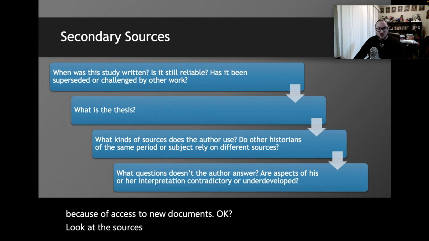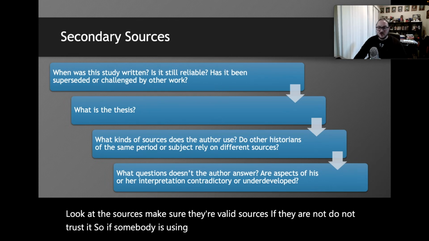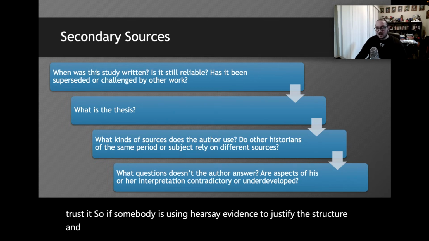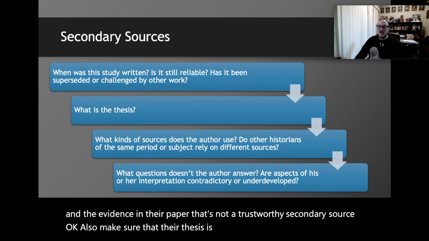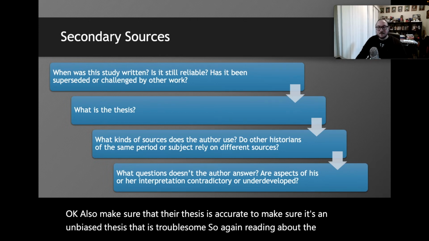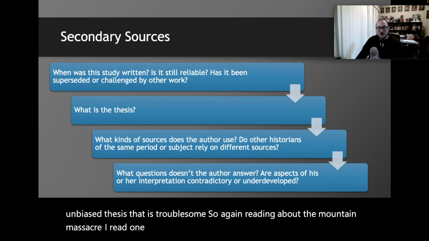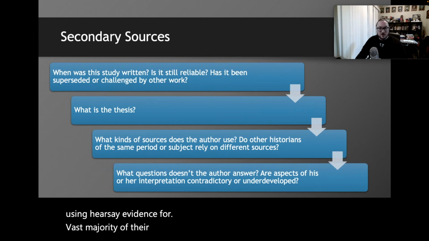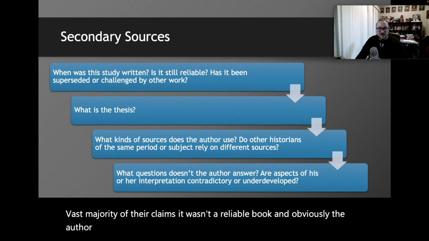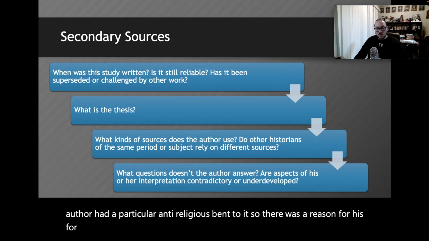Look at the sources. Make sure they're valid sources. If they are not, do not trust it. So if somebody is using hearsay evidence to justify the structure and the evidence in their paper, that's not a trustworthy secondary source, okay? Also, make sure that their thesis is accurate too. Make sure it's an unbiased thesis. That is troublesome. So again, reading about the Mountain Meadows Massacre, I read one book that made all sorts of claims, and they were using hearsay evidence for a vast majority of their claims. It wasn't a reliable book, and obviously the author had a particular anti-religious bent to it. So there was a reason for him writing the book the way he wrote it, okay?